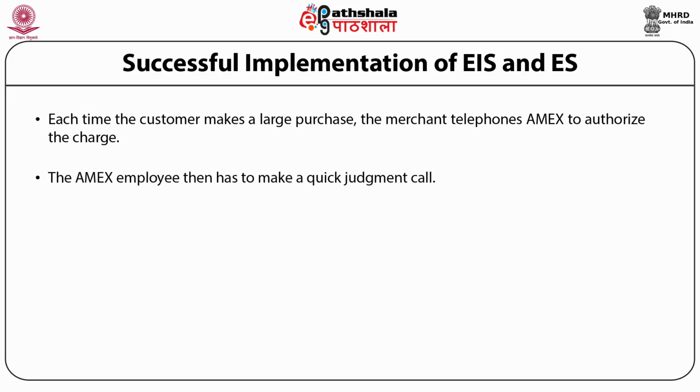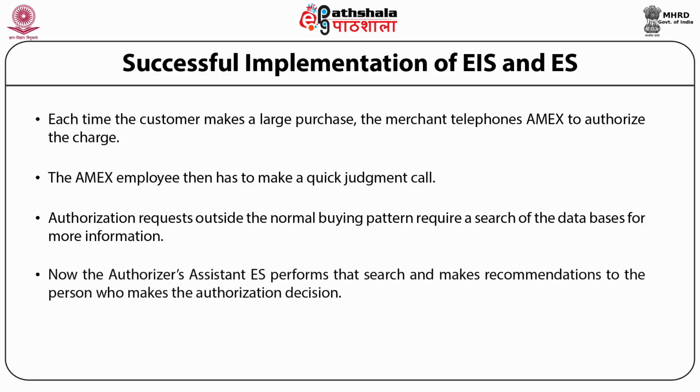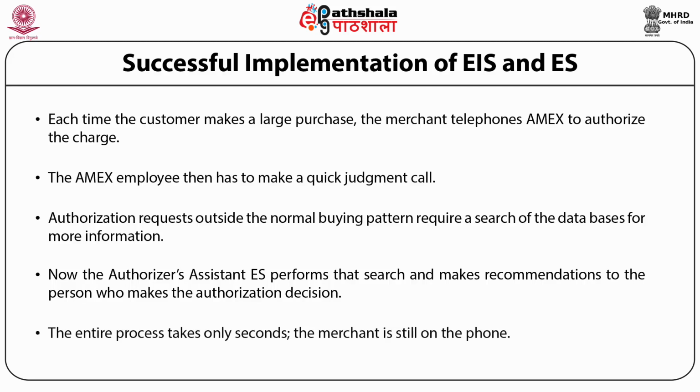The Amex employee has to make a quick judgment call. Authorization requests outside the normal buying pattern require a search of the databases for more information. Now, the authorizer's assistant expert system performs that search and makes recommendations to the persons who make the authorization decision. This entire process takes only a few seconds while the merchant is still on the phone.